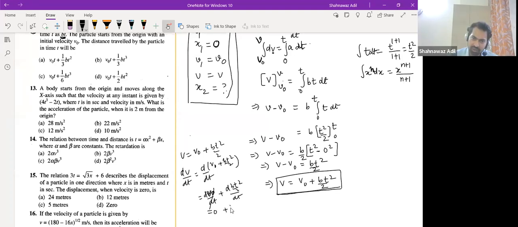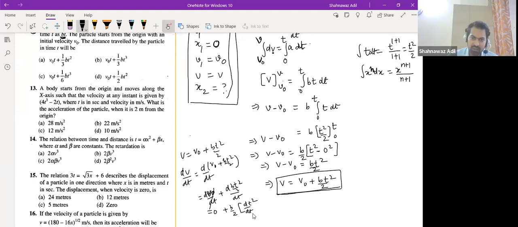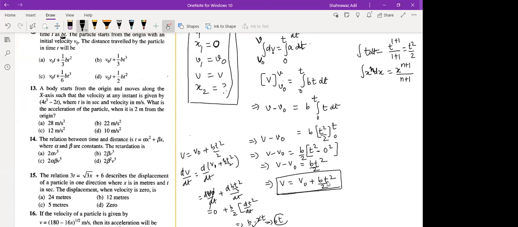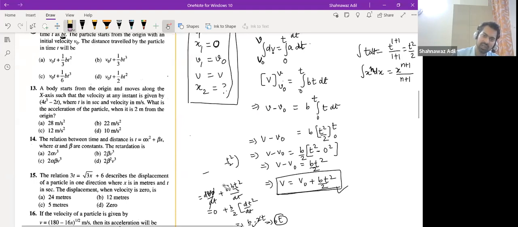b is constant, so b by 2 is taken outside, and we differentiate t square by dt. So t square differentiation is what? 2t, right? So 2 cancels, and what do I get? bt. So this is the correct answer, right? Okay, so we have checked that we are going in the right direction.